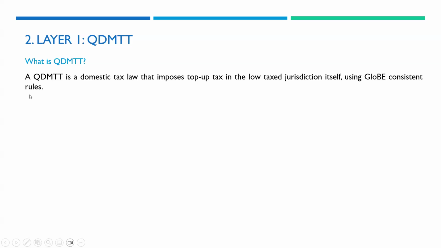So how you will calculate the GloBE income and how you will calculate the top-up tax is going to be similar to the entire picture that we will study in chapters 3 and 4, from next week, on how to determine this profit. Now all this while we were talking about top-up tax, right? How to determine the top-up tax is something that we'll study next week. But end of the day, QDMTT is a domestic charge, right?